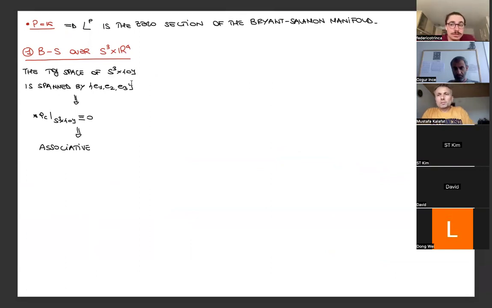May I ask something? Yeah, go ahead. Is there a natural compactification of these spaces, maybe by conformal scaling, or I don't know? Is there such a construction? I just wonder. Of the Bryant–Salamon manifolds? Yes, compactifying somehow.